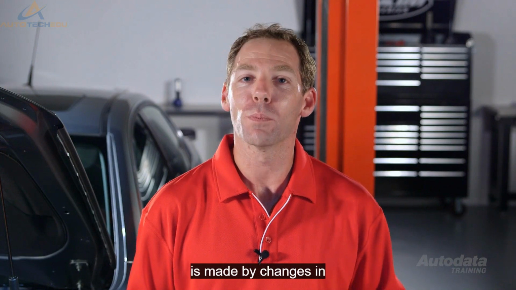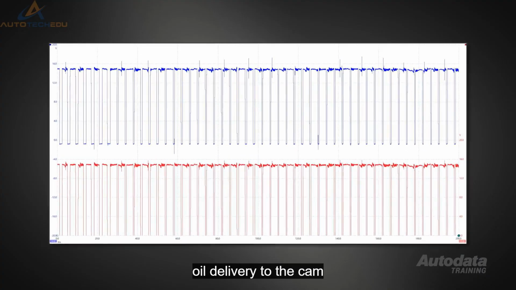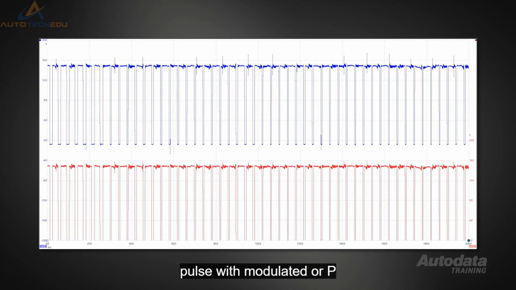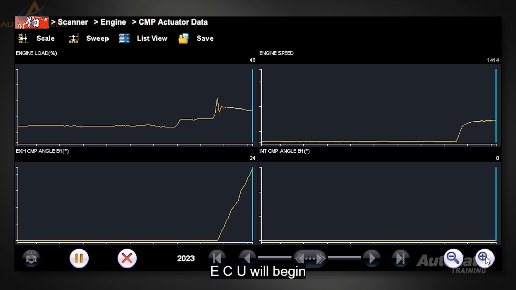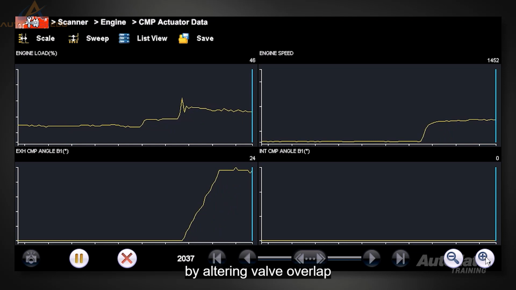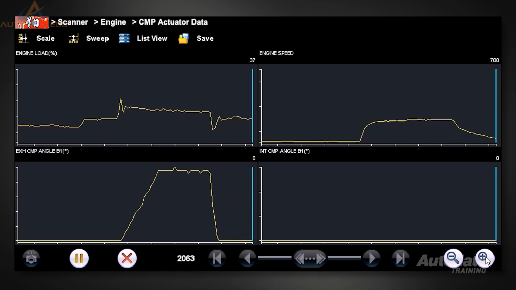Control of the valve timing is made by changes in oil delivery to either side of the vanes. Oil delivery to the cam phaser is controlled by a pulse width modulated, or PWM, spool valve. If the engine is operating at idle speed, then the ECU will not alter camshaft angle. This allows for a stable idle with minimal valve overlap. As the engine speed and load increases, the ECU will begin to change the valve timing by altering valve overlap. This keeps the engine speed stable under these conditions.